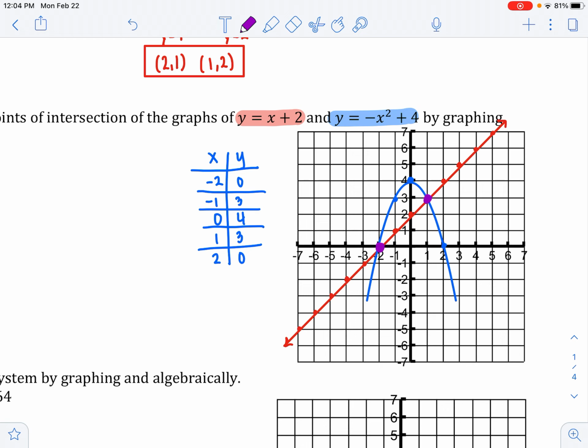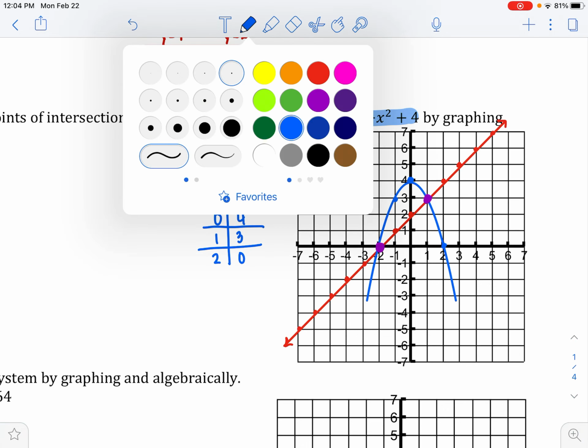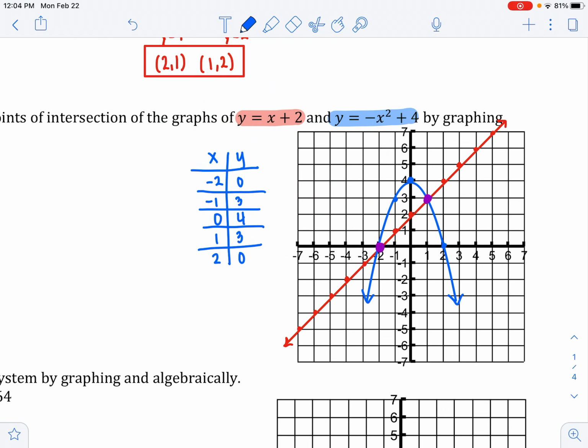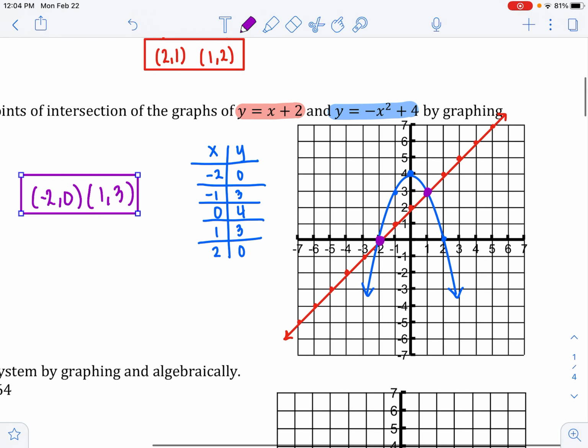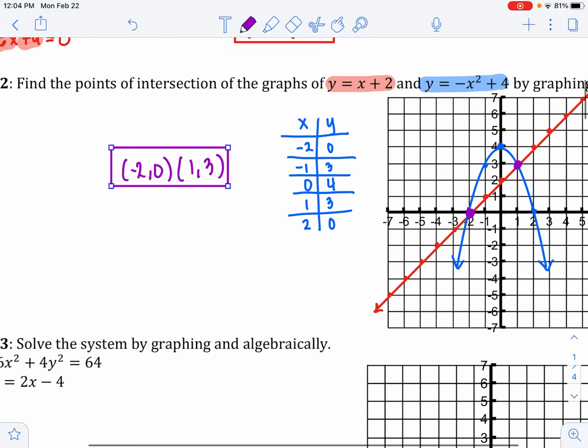Now remember, we were looking for the solutions to this system, which is the ordered pair intersection of the intersections. So I'm going to write down my two. I forgot to put arrows on the end of my parabola, and that's bothering me because it's not accurate. Okay, now my two solutions are negative 2, 0 and 1, 3.